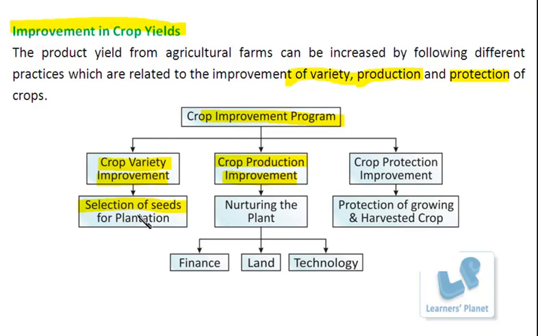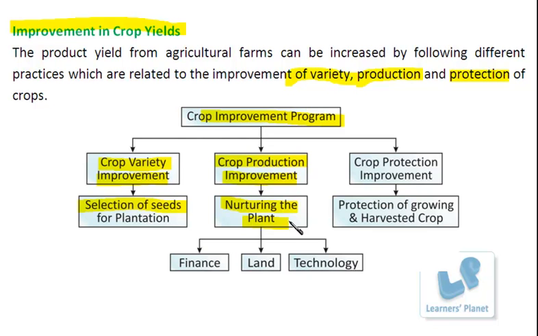Variety is related to the initial phase, that is, before sowing of the seeds. Now production is related to the growth of these seeds and the plants and the products whatever is obtained. So basically it is related to the nurturing of the plant, or nourishing the plant, right? Bringing up of this plant.